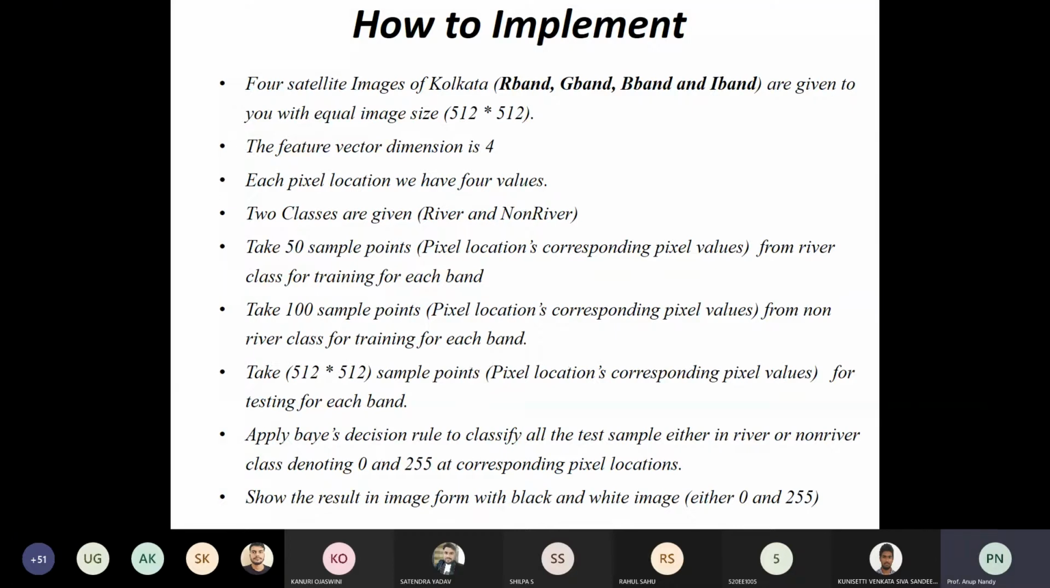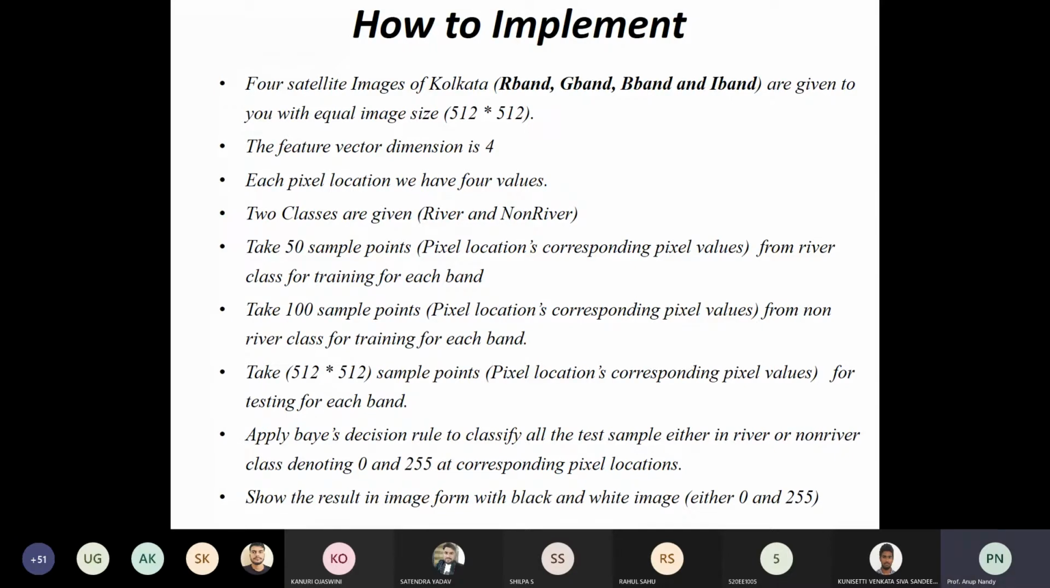So what is your job here? The problem is called a 2-class classification problem. You have four satellite images of Kolkata, the R band means red band, G band means green band, B band means blue band, and I band means infrared band. These will be given to you, and each image size is equal, that is 512 cross 512.